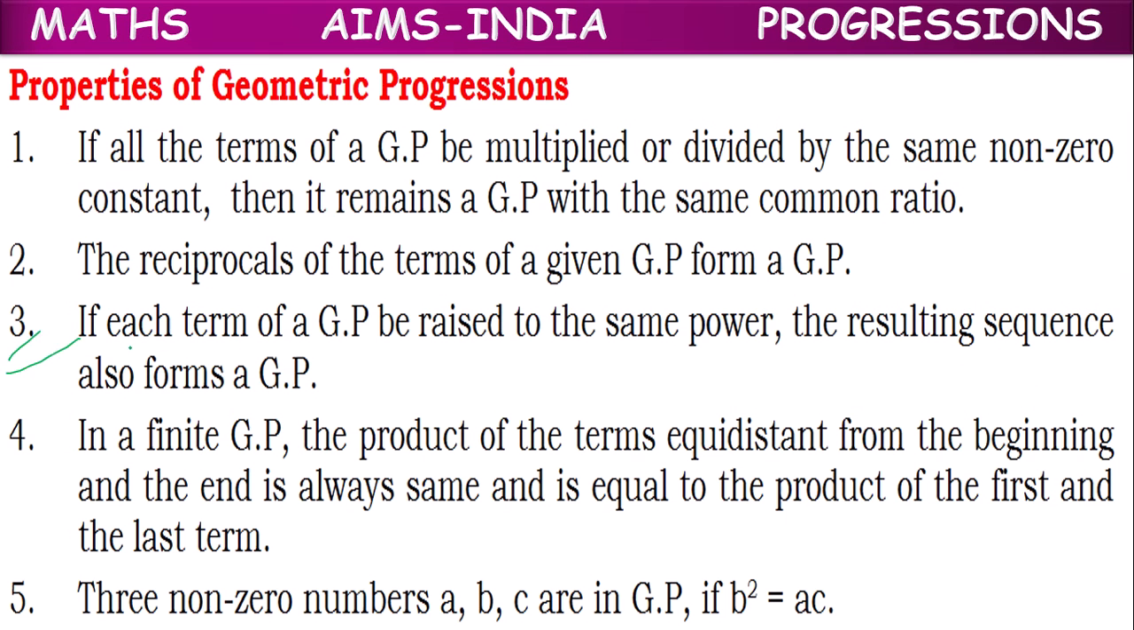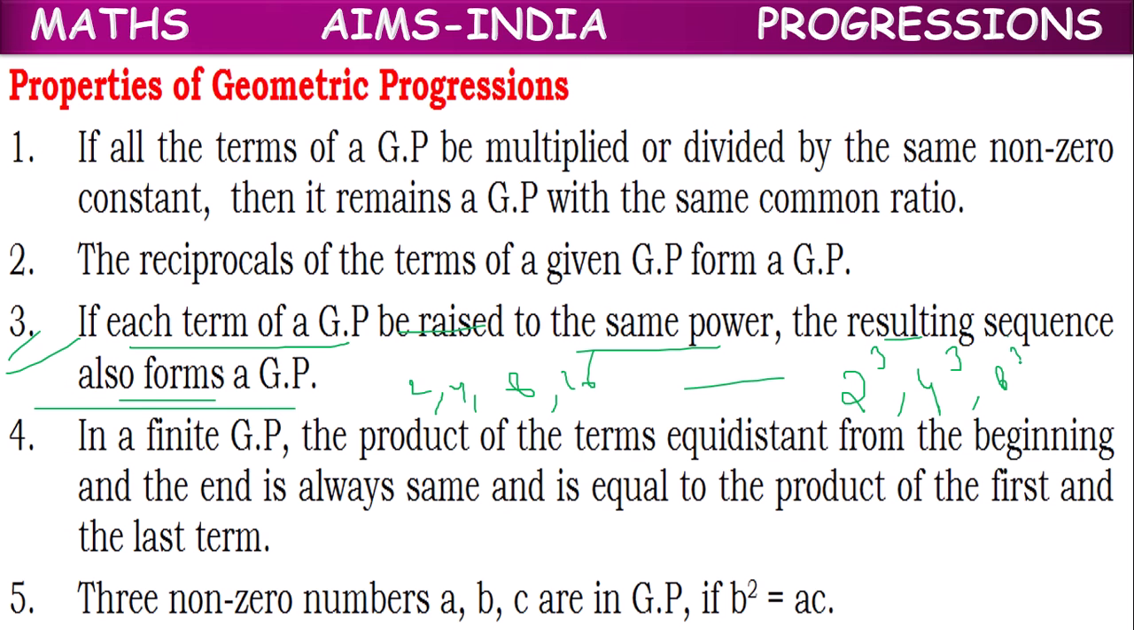Next, if each term of a GP is raised to the same power, the resulting sequence also forms a GP. Means if 2, 4, 8, 16 is a GP, and you take the exponent, 2 is raised to the power 3, 4 is raised to the power 3, 8 is raised to the power 3, 16 is raised to the power 3, all the terms are raised to the same exponent, then the resulting sequence also will be a GP.